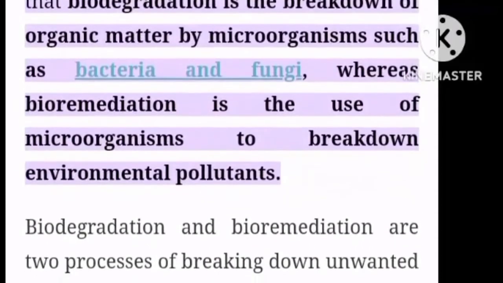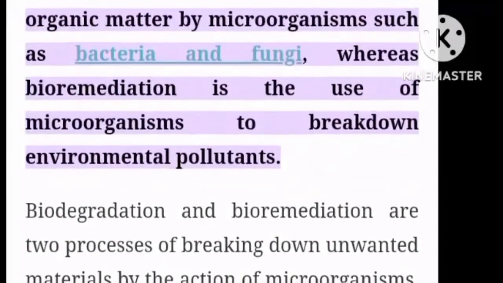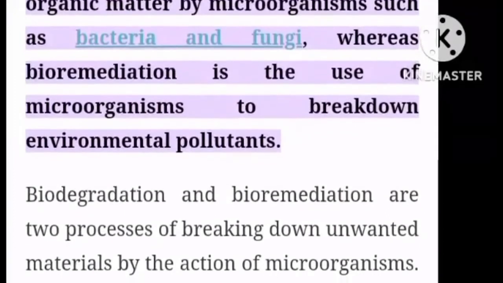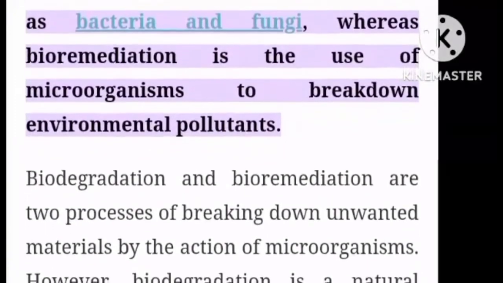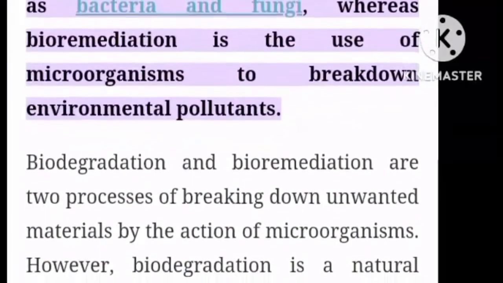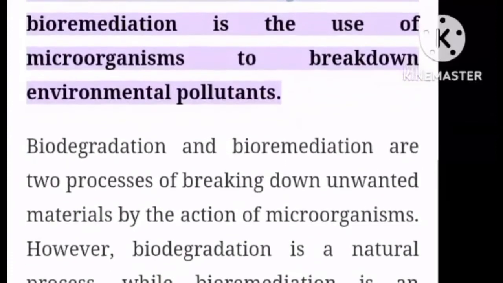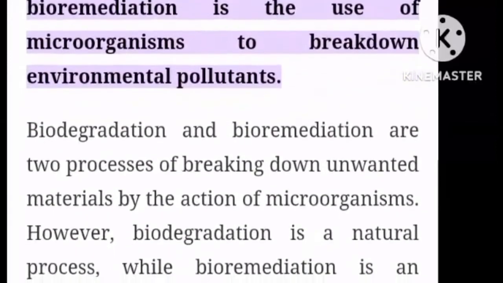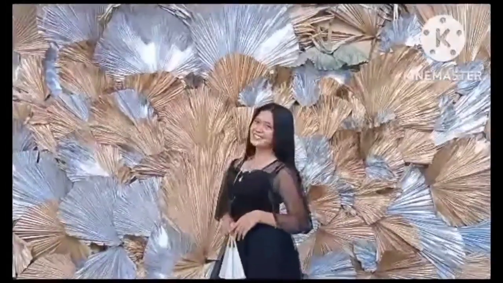Biodegradation and bioremediation are two processes of breaking down unwanted materials by the action of microorganisms. However, biodegradation is a natural process while bioremediation is an artificially induced process.